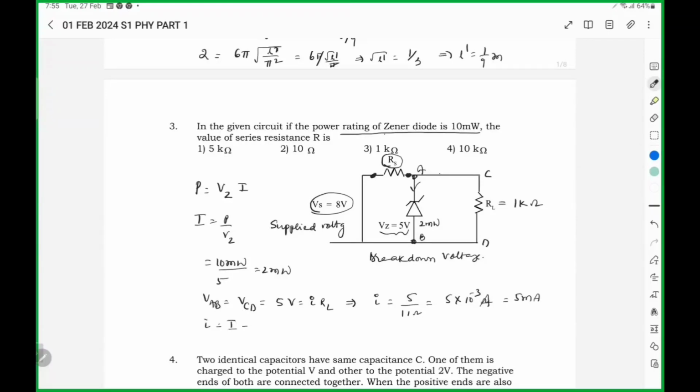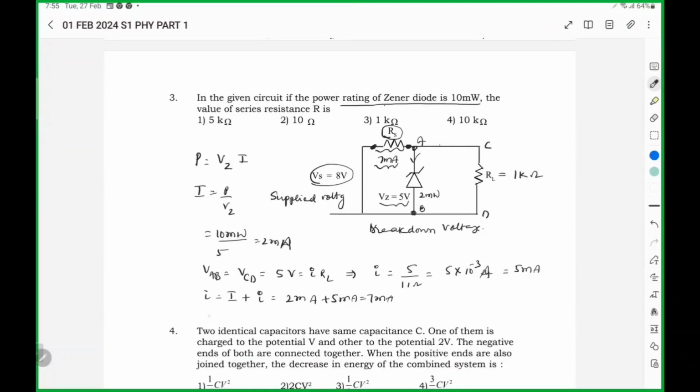Then the total current will be 2 milliamperes plus 5 milliamperes, so through this resistance 7 milliamperes of current is flowing. The supplied voltage is 8 volts, the potential drop here is 5 volts. Then the potential difference across DE will be 8 minus 5, which is 3 volts, which is I total into Rs. So Rs will be 3 by 7, right? That is into 10 power minus 3 ohms. Seems the answer is not there. So bonus mark.